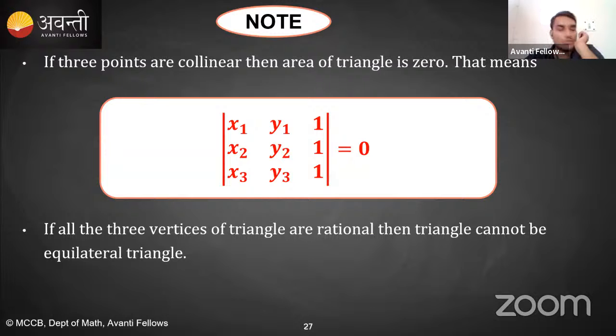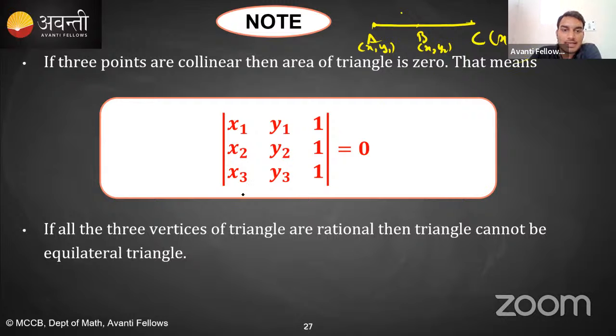Now there is one important note, which is also common sense. The question says that if 3 points are collinear, what does collinear mean? That the 3 points are lying on a line A, B, C. Obviously if these 3 points are on a line, then a triangle will not be formed from them. So the area of the triangle is 0, meaning this determinant with rows x1 y1 1, x2 y2 1, x3 y3 1 is 0. Clear?